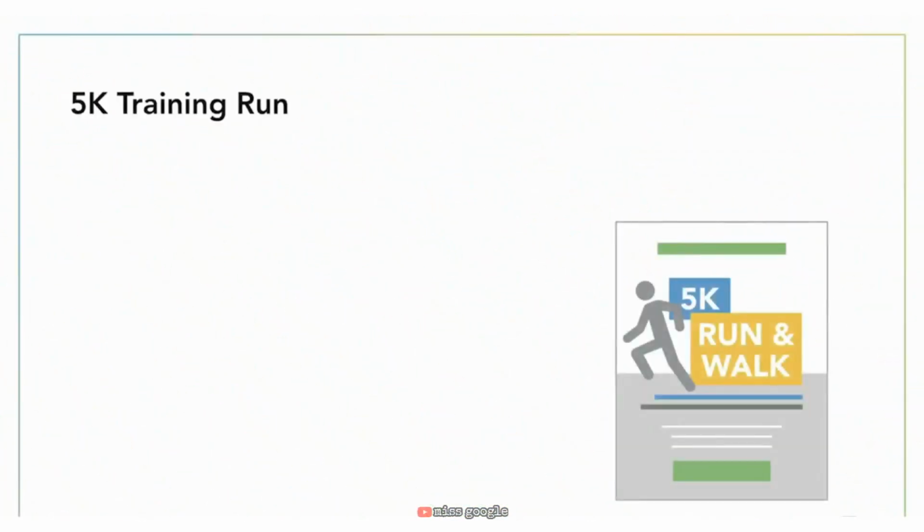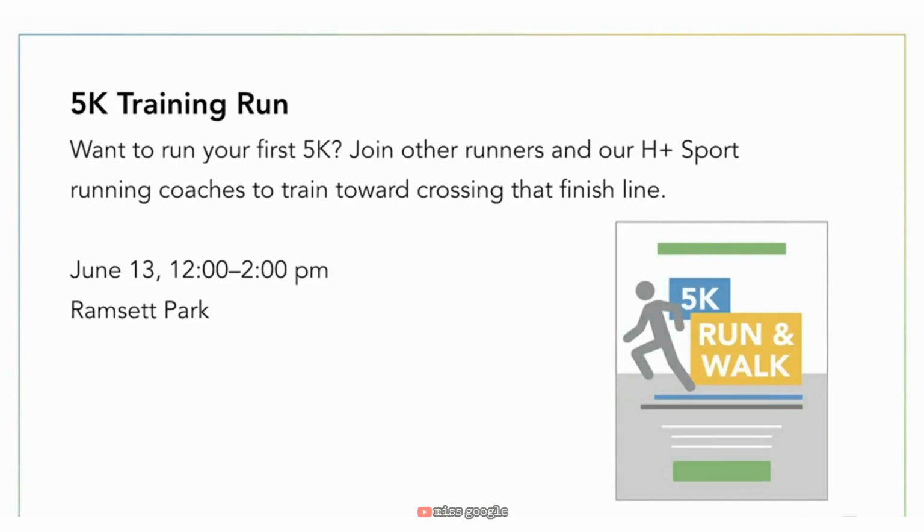H+ Sport is hosting a 5K training run. The event will be listed online, and I want to create a JSON-LD snippet to make it easier for search engines and event aggregators to identify the relevant information and show it to people who might be interested. I haven't created JSON for this event, and I'm going to try creating the JSON-LD directly using a generator.